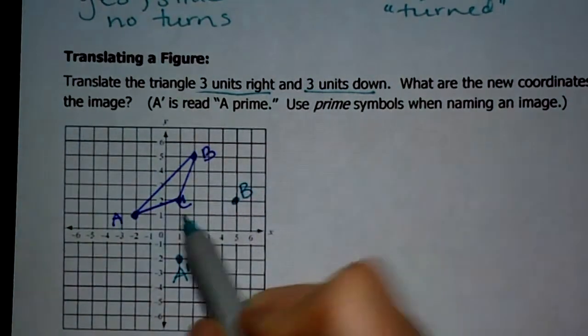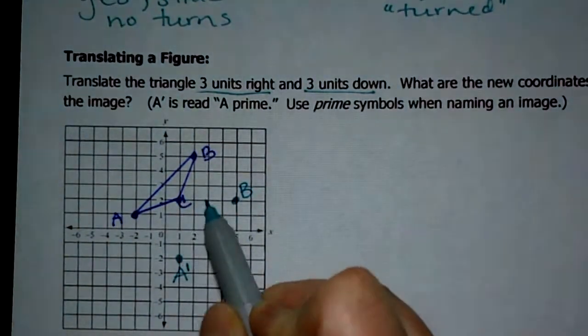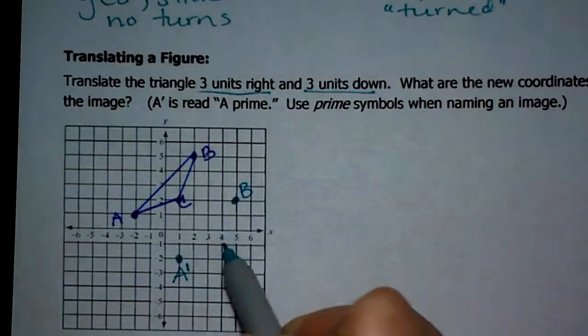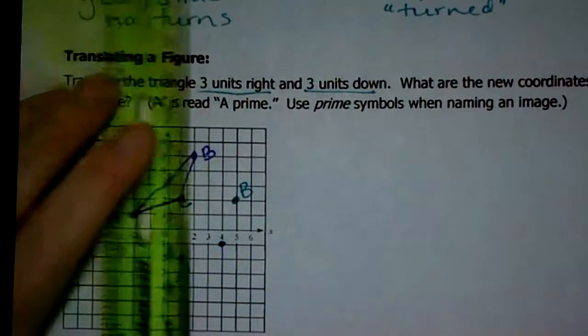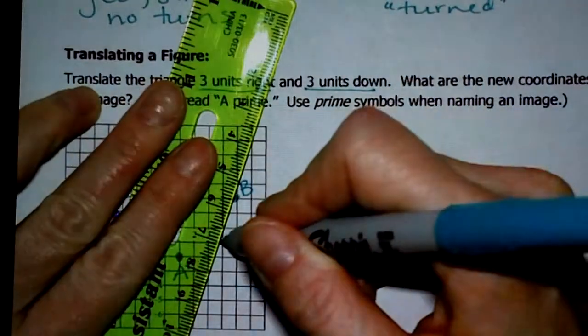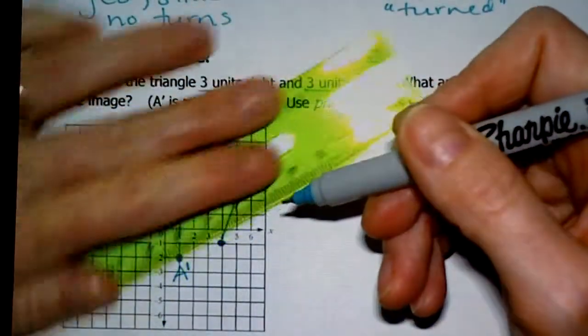And we're going to do the same thing with C. 3 units right, 3 units down. And now's the time when you take your trusty ruler. If you don't have a trusty ruler, please grab one. Make some nice straight lines for me.